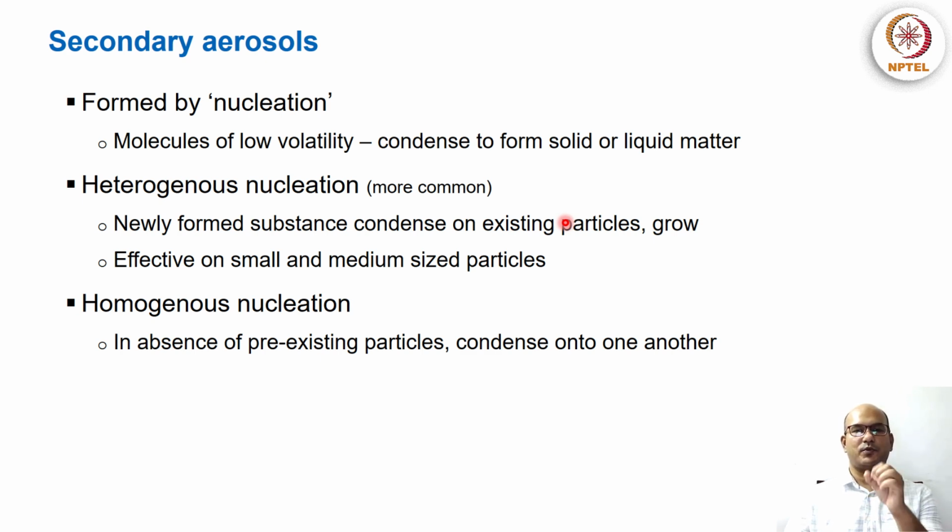So when there is a small particle, we have condensation happening, so these particles are also growing. And such kind of heterogeneous nucleation is quite effective on small and medium sized particles. The next form of nucleation is homogeneous nucleation, which means in the absence of pre-existing particles, these gases of low volatility will basically condense into one another, and then there will be a formation of secondary aerosols.